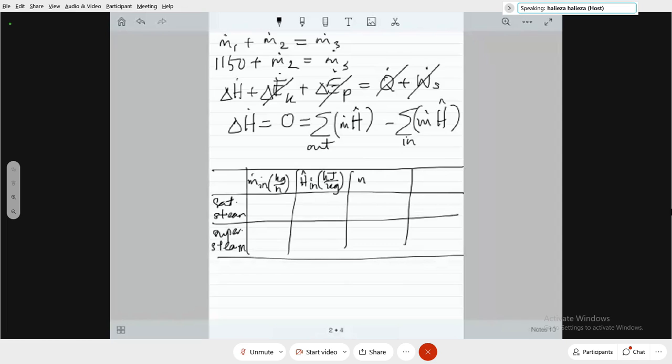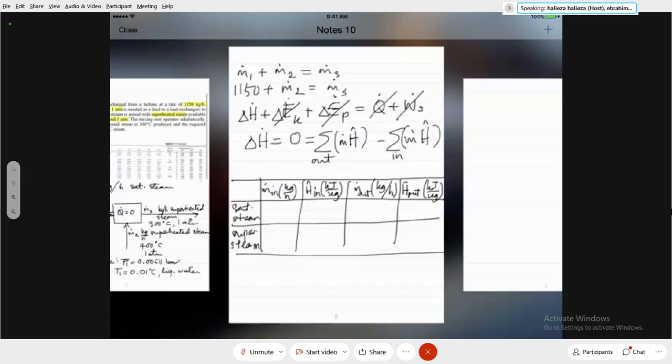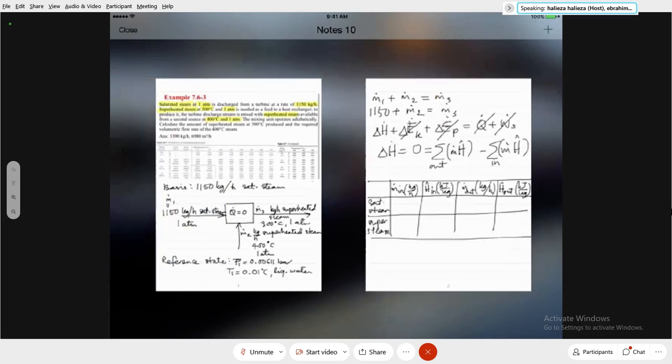Mass in is going to be kilogram per hour, and enthalpy in. Out, sorry, that should be out, in kilojoules per kilogram. So what do we have? The stream coming in for the saturated steam is 100, and let's look at our block diagram. Yes, we have 1,150 coming in.